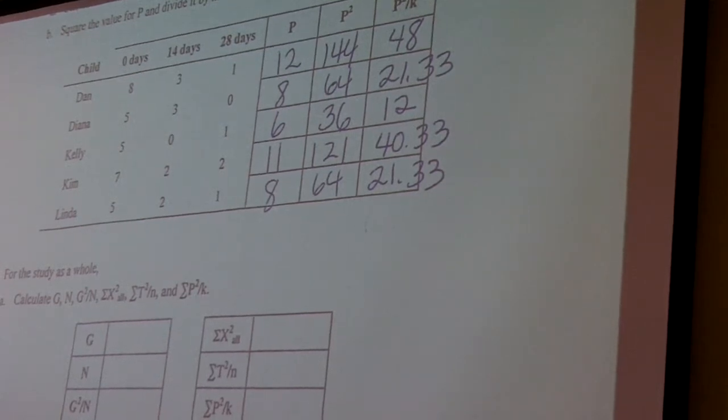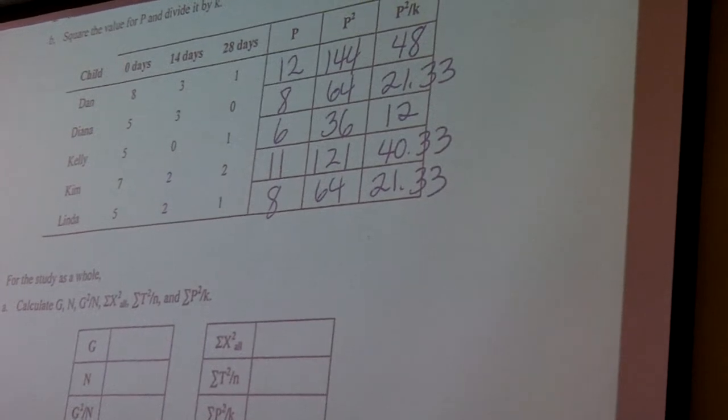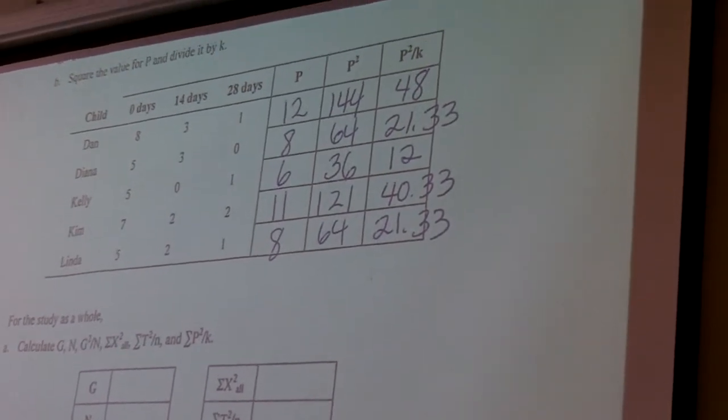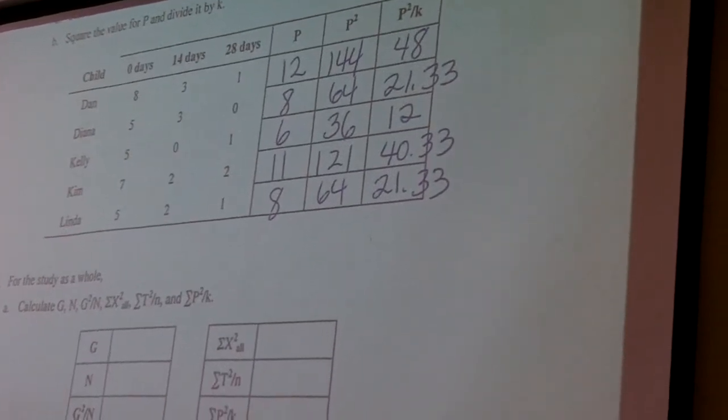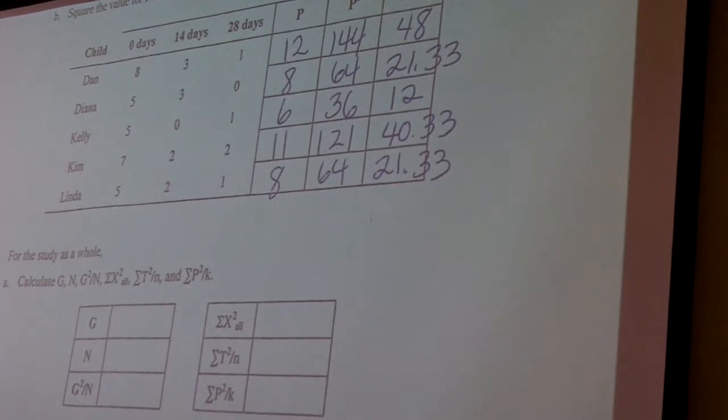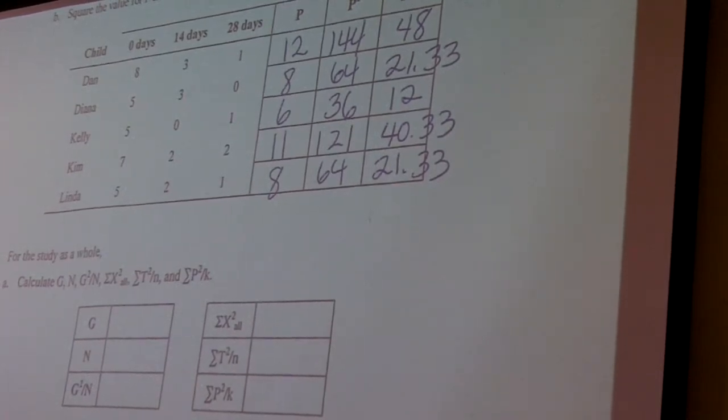Okay. So, we've now calculated. We did t squared over n. We did sum of x squared. Now we've done p squared over k. Now we're going to do the same thing we did last time. Now we're going to do the calculations for the study as a whole.